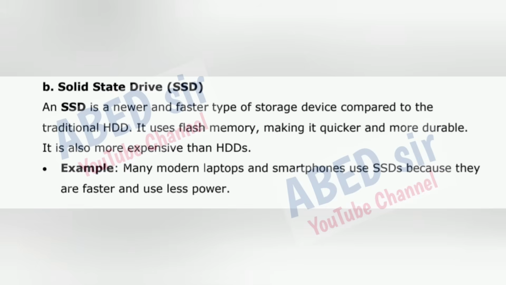B. Solid-state drive, SSD. An SSD is a newer and faster type of storage device compared to the traditional HDD. It uses flash memory, making it quicker and more durable. It is also more expensive than HDDs. Example, many modern laptops and smartphones use SSDs because they are faster and use less power.